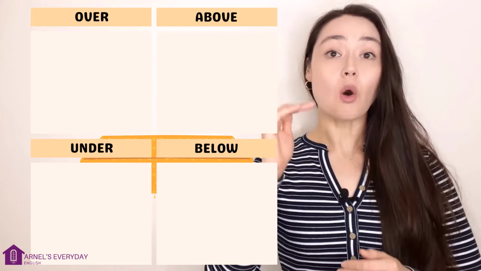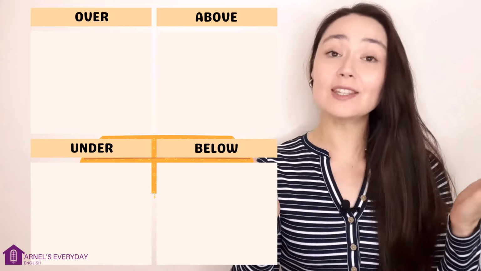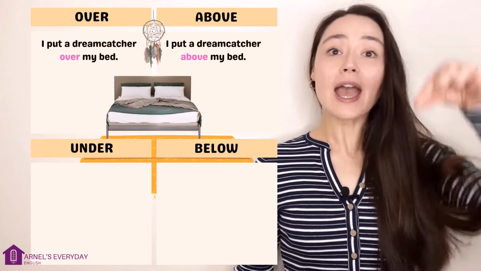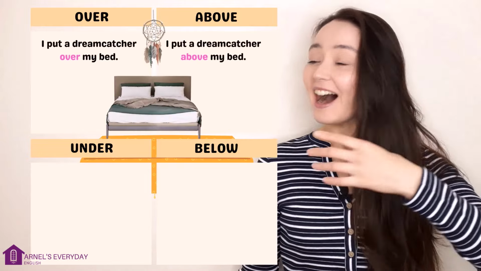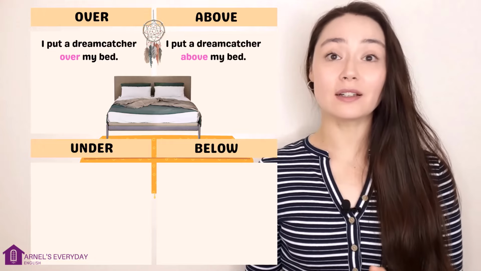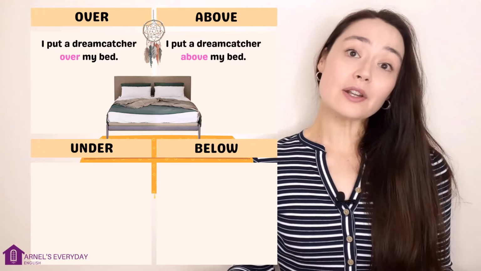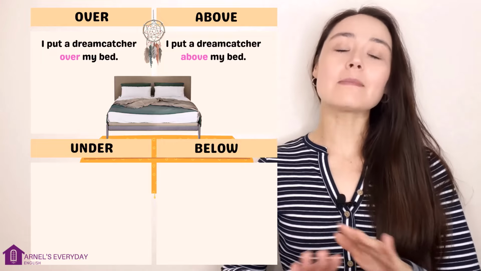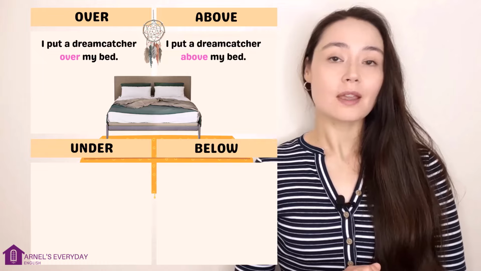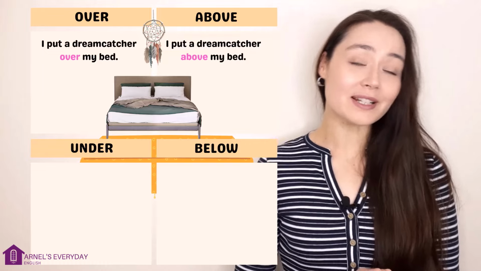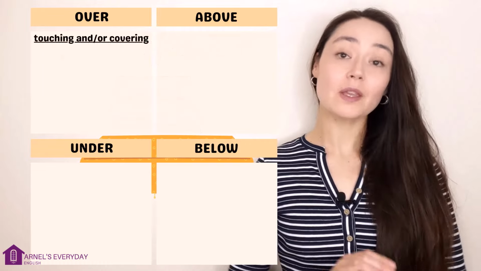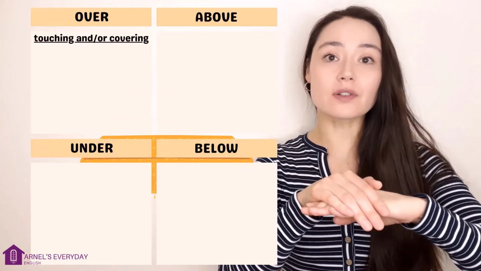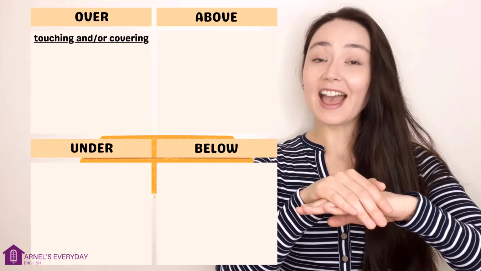Many times, over and above can be used interchangeably. I put a dream catcher over my bed. I put a dream catcher above my bed. In this example here, they mean the same thing. But sometimes there is a difference. When we use over, something can be touching and covering.